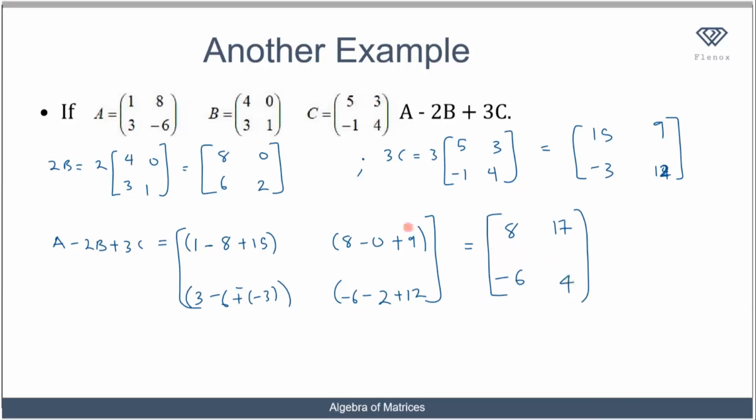So when you carry out this operation, A minus 2B plus 3C, the answer is what? This matrix that is here, in which the elements in the cells are 8, 17, minus 6, and 4.